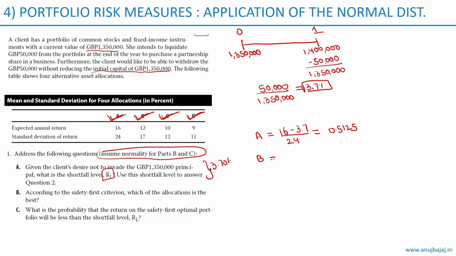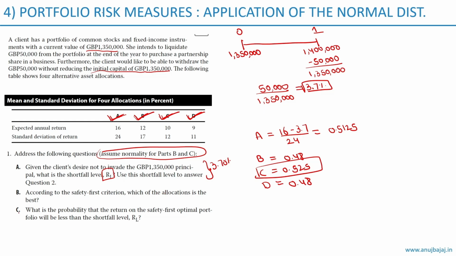For B, it is 0.48. For C, it is 0.525. For allocation D, it is 0.48. So allocation C has the highest safety first ratio. So allocation C is the most appropriate.